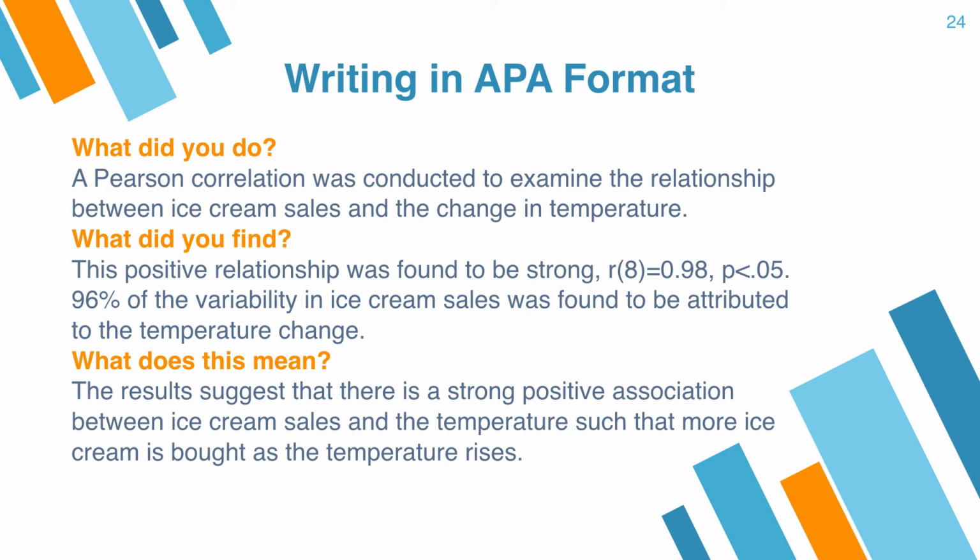You would input your answers from your output window into that area, and then the variability in ice cream sales was found to be attributed to temperature change. This means that the results show that there is a positive association between ice cream sales and the temperature, and that more ice cream will be bought as the temperature rises. Since that was basically all we needed to do for this assignment, that's all you needed for your APA format. And that brings us to the end of our presentation.